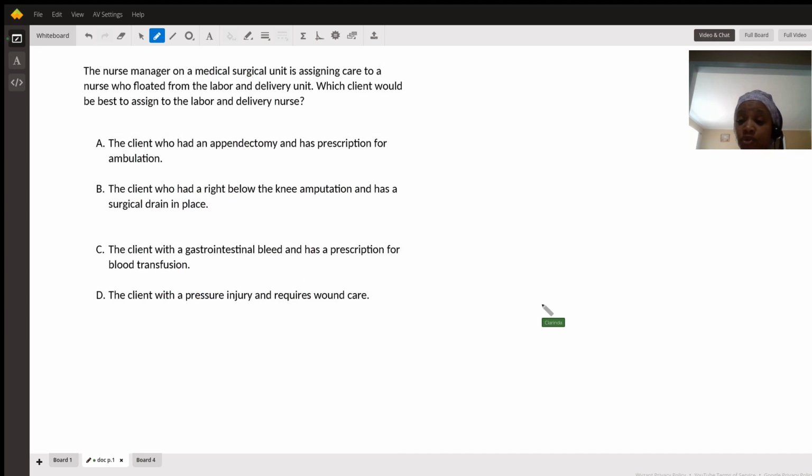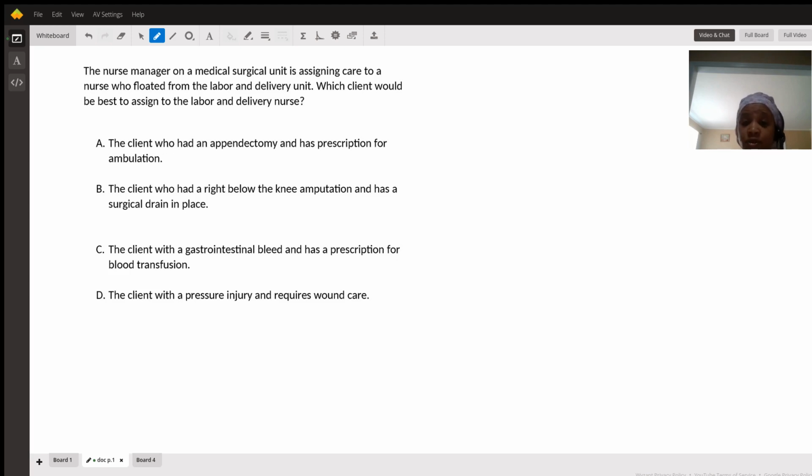So first thing you want to do is break down your case event. Who is my question about? Who's my patient? Or what is the subject? In this case, our subject is the nurse manager. And where is this nurse manager at? She's on a med-surg unit. So medical surgical patients that get put on those floors.